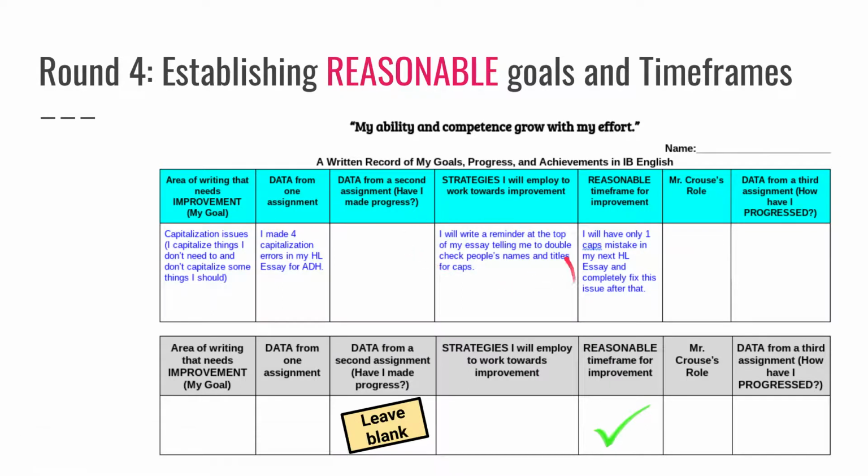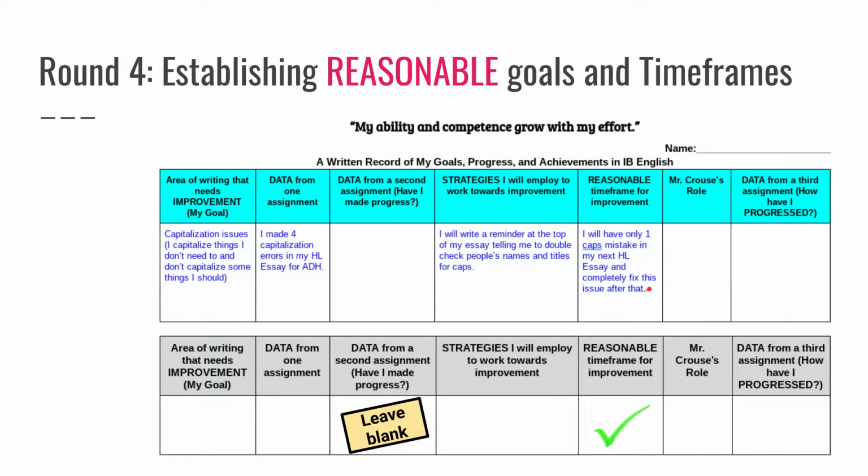oh, I'm sorry, I neglected to talk about this part. For the strategy in my sample, I said, I will write a reminder at the top of my essay telling me to double check people's names and titles for caps. That's one of those things that if you put a note in the header of your document, no matter where you are in the document, the little bubble notification about the error will follow you. So it's one way you can ensure that you can't forget, because that bubble will continue to move around as you type and go through the document.